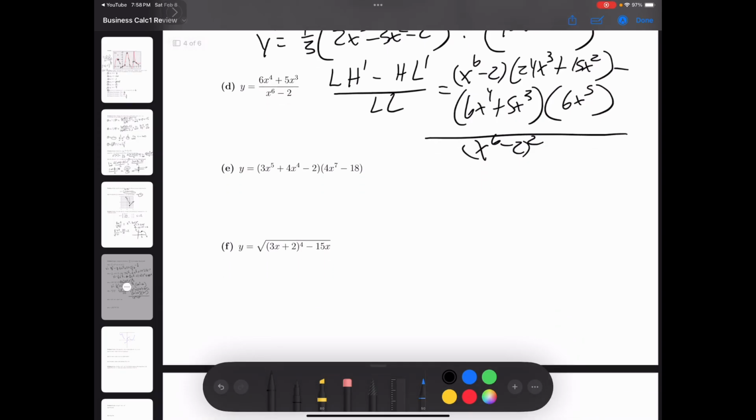For part E, we really have two options. We can either do the product rule or we can multiply this out and just use a bunch of power rules. The easiest thing to do is the product rule, so that's what we're going to do.